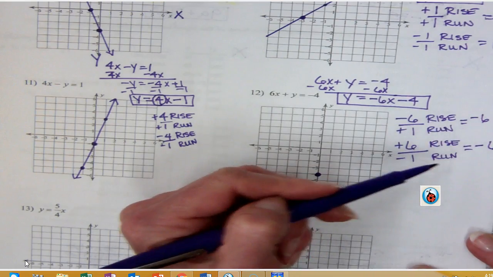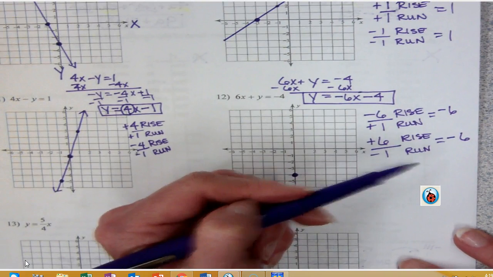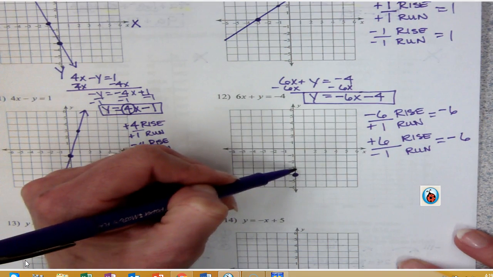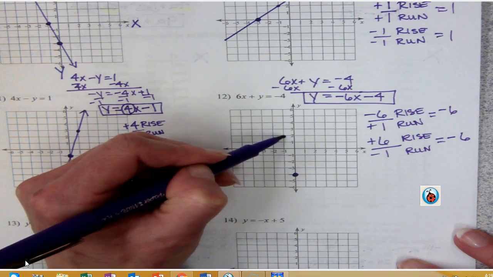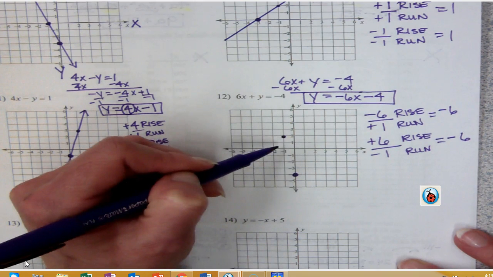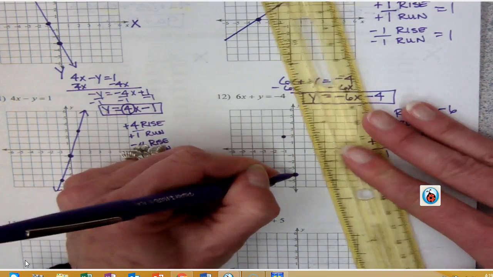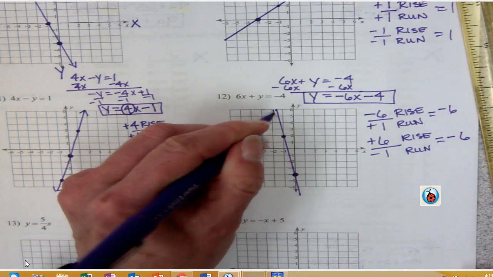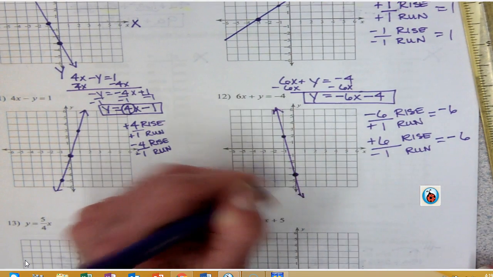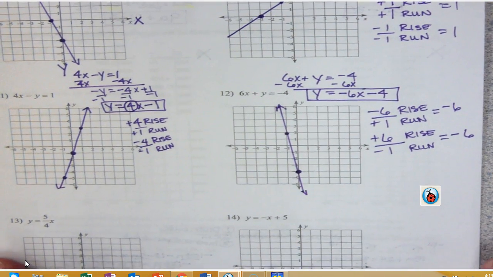Those both end up with a negative 6 as my slope. So here I can go up 1, 2, 3, 4, 5, 6, and over 1 to the left because that's going in the negative direction. And I'm going to double check to make sure, yes, in fact, I do have a negative slope, because we know that going away is negative. So there's my line.